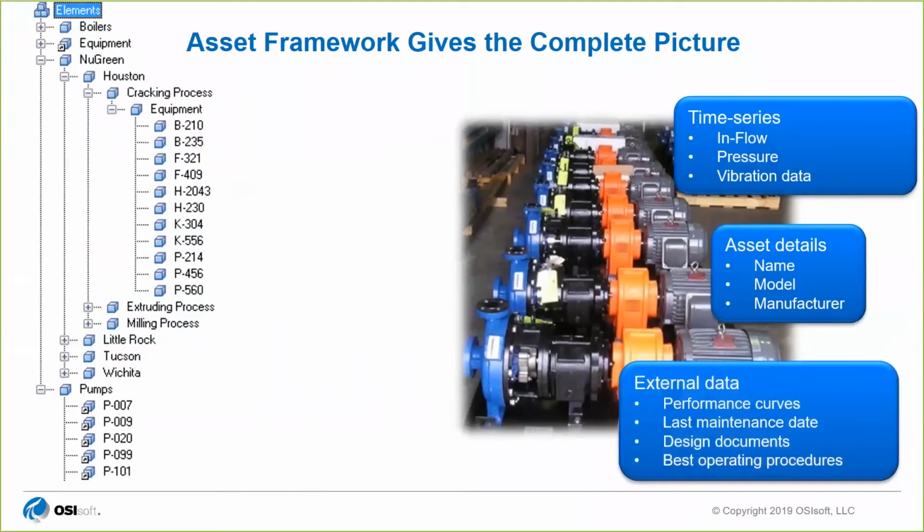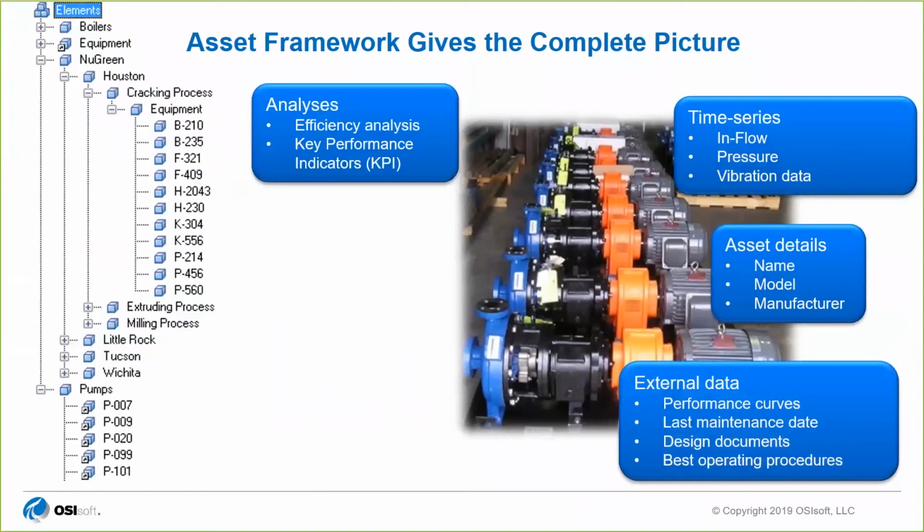and the last time it was installed or maintained. We can look up data from external tables or external data sources, like performance curves with ideal operating conditions: here's what we would expect for the situation given the current time series data. Design documents, best operating procedures, links to information that build a complete picture of our process and our equipment, and that don't necessarily fit the mold of a time series data point.